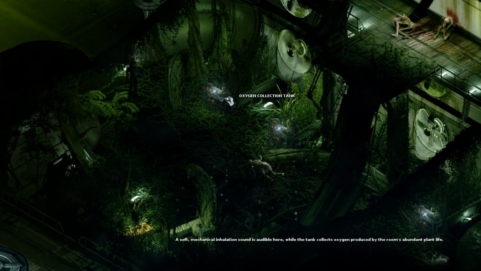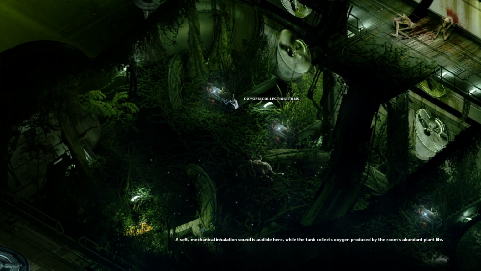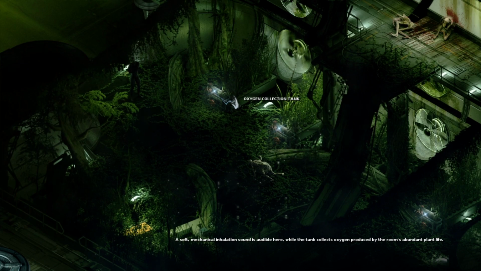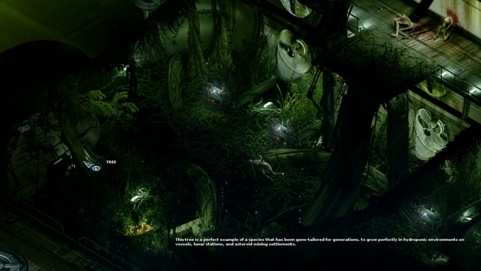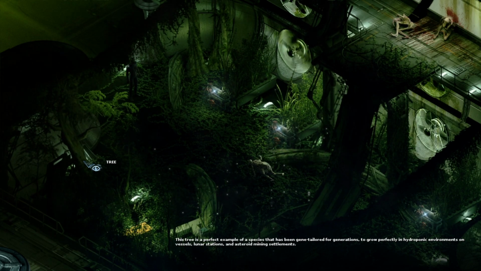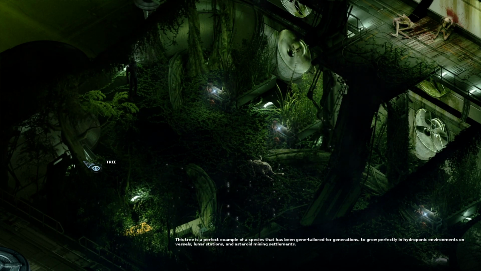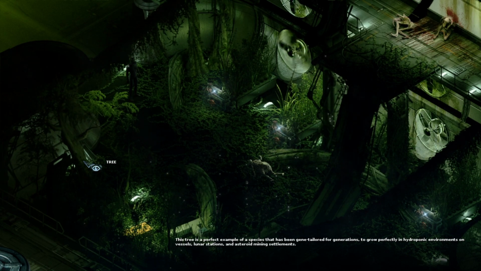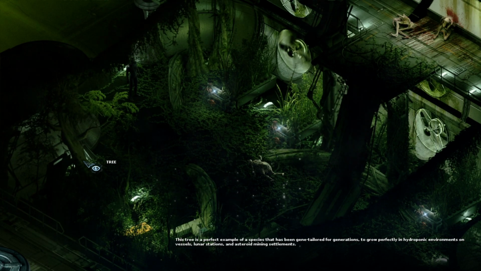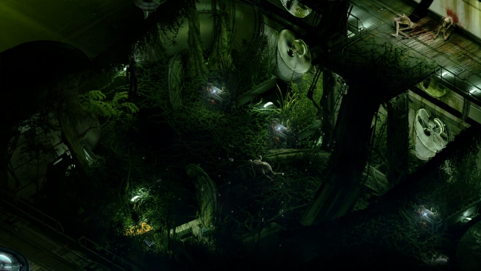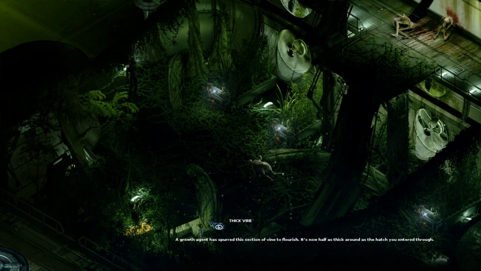Alright, so there's an oxygen collection tank attached to each of these things. A soft mechanical inhalation sound is audible here, while the tank collects oxygen produced by the room's abundant plant life. This tree is a perfect example of a species that has been gene-tailored for generations to grow perfectly in hydroponic environments on vessels, lunar stations, and asteroid mining settlements. So I think there is an open question here as to how far into this room we could manage to get before the bugs would just sort of take all of my flesh. That's what I'm assuming will occur roughly.